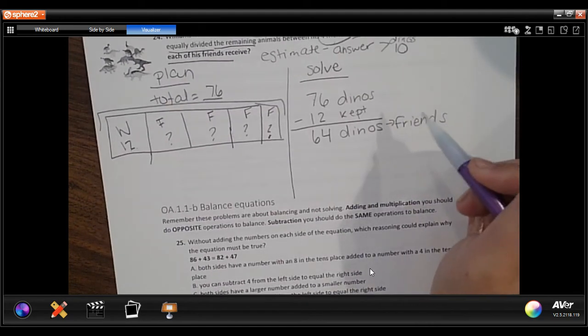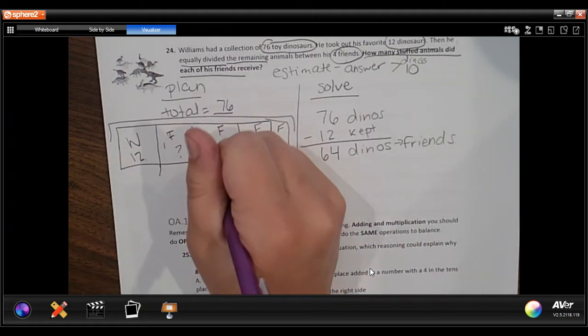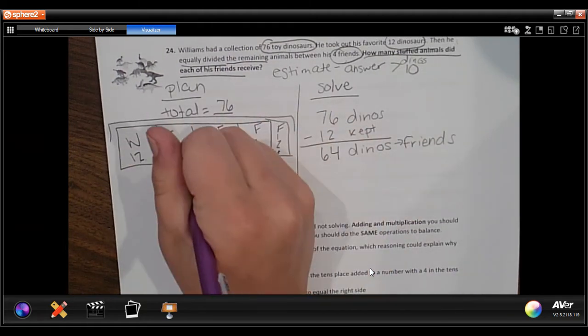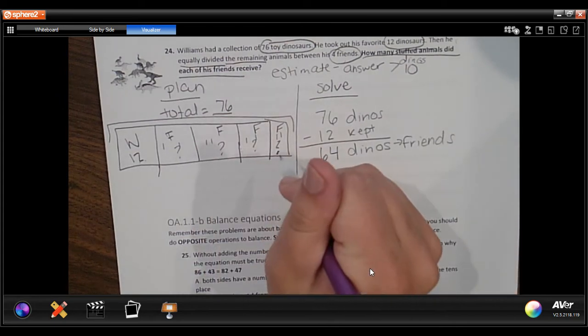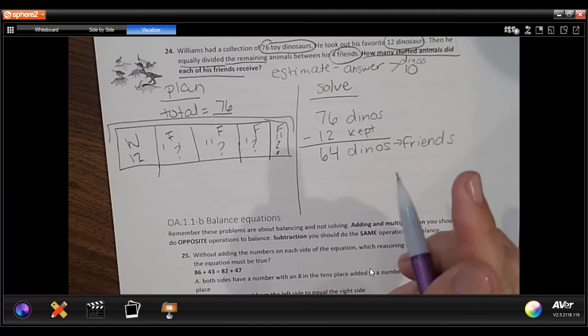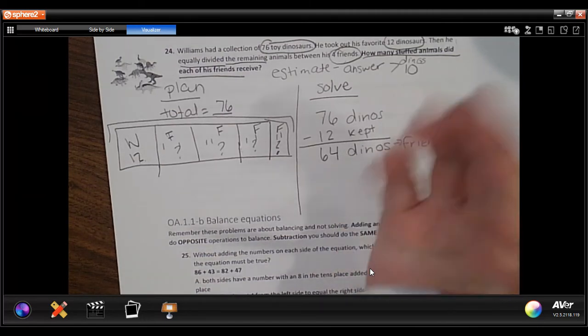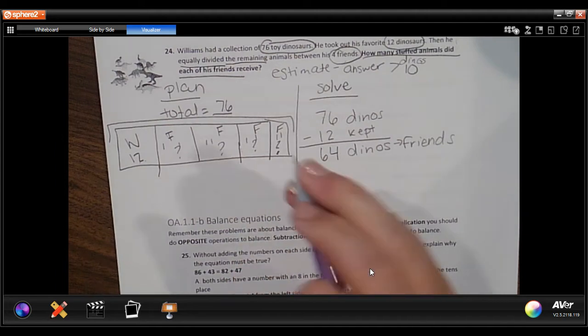So now, if each of his friends gets equal amounts, I could go through and start going 1, 2, 3, 4, 5, 6, 7, 8. I could give 1 to each of the friends in these boxes until I get all the way up to 64. But as we talked about in class, that's not a very efficient strategy. It takes a long time, and students frequently mess up on that strategy because they miscount.